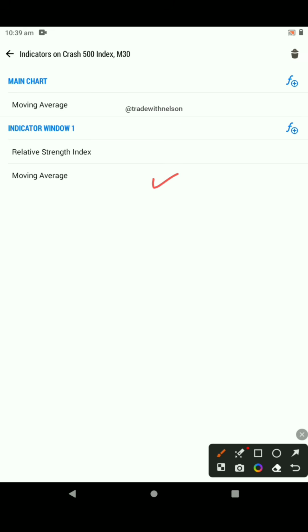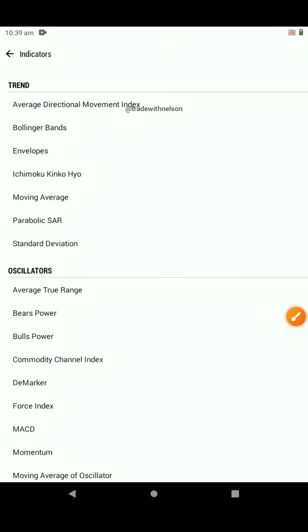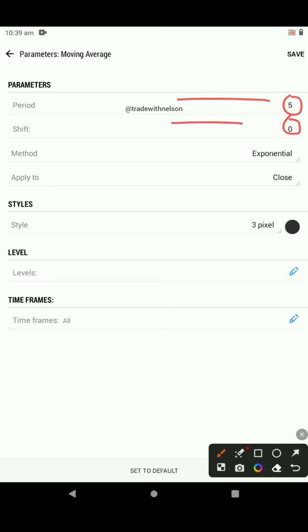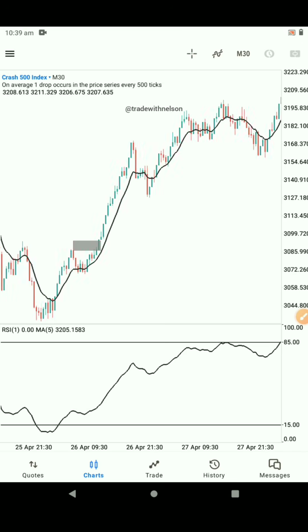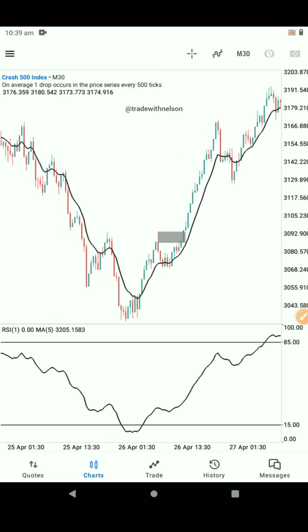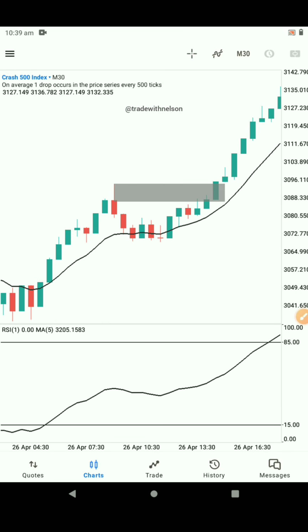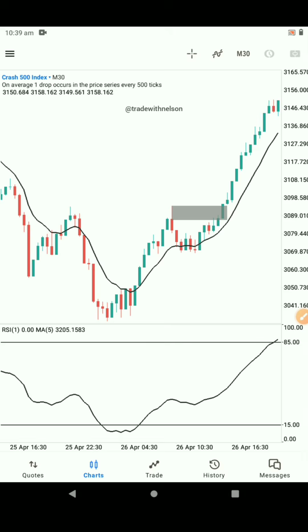For the last moving average, click on the F icon on indicators Window 1, moving average, make your period 5, shift 0, method exponential, apply to close, style 3 pixels, and select a color of your choice. After that, click on save. So if you follow my settings correctly, your chart should look exactly as what you see over here. For the zoom level, let's say this is the normal zoom, you zoom in 2 times, 1 2.